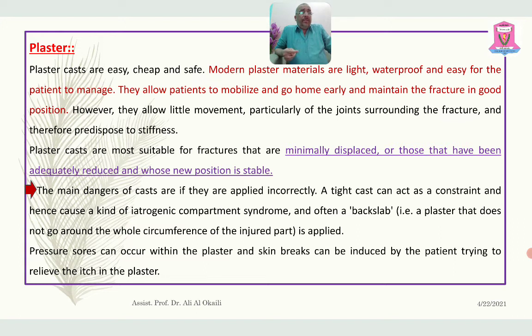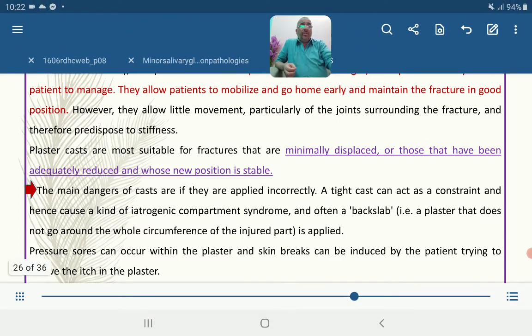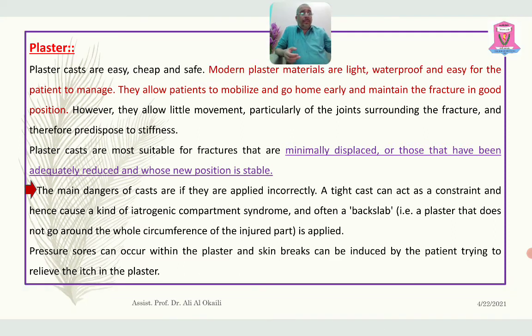And often a back slab or plaster that does not go around the whole circumference of the injured part is applied. Pressure sores can occur within the plaster and skin breaks can be induced by the patient trying to relieve the itch in the plaster side. Sometimes the patient we put in a plaster cast gets an itch that disturbs him.